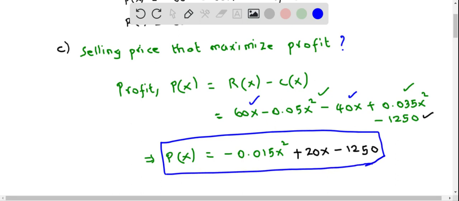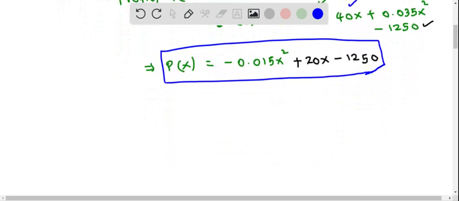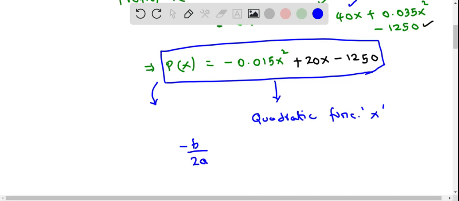Now we have to determine the selling price that maximizes the profit. First we have to understand at what x value the profit is maximum. Notice that this profit function is a quadratic function in terms of the x variable. For any quadratic function, the maximum or minimum value occurs at negative b over 2a. So let's substitute into this formula.